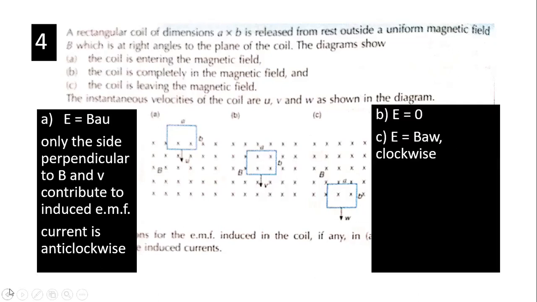Okay, how about the last part? Coming out. Yep. Clockwise. Okay, good. Same as this direction, except your direction goes to the top there, so opposite. It's clockwise. Right? So it's BAW.